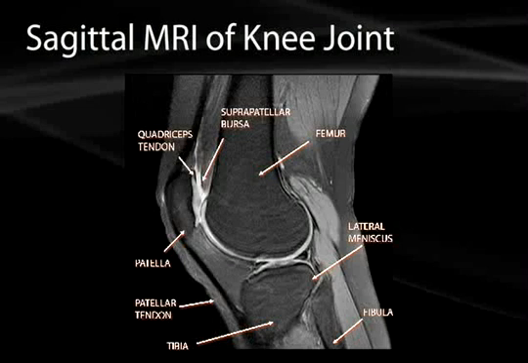Several structures you want to be aware of. This one shows nicely the lateral meniscus, and there's an anterior and a posterior portion of that. You may see gaps or tears with an MRI in some of the tendons.